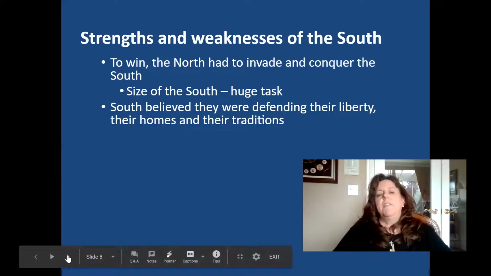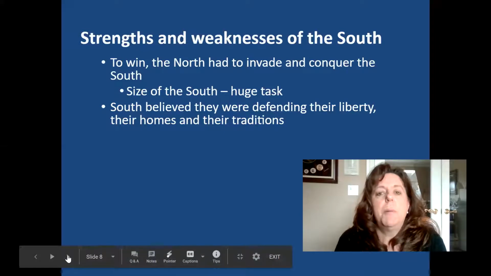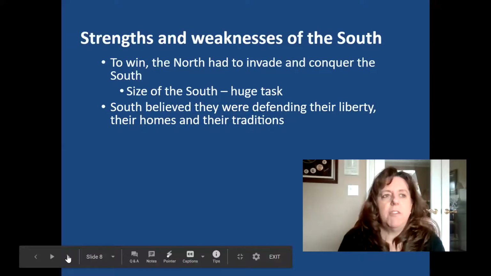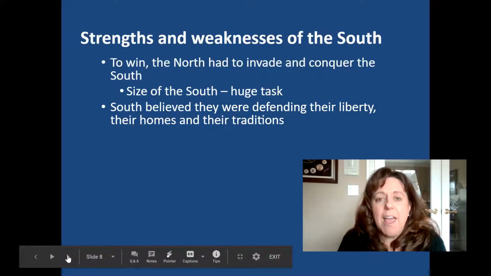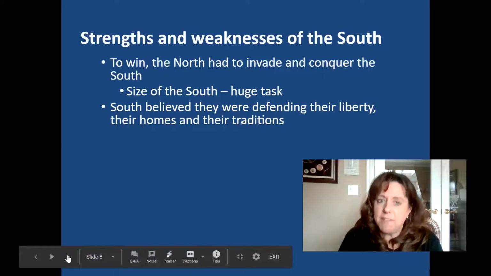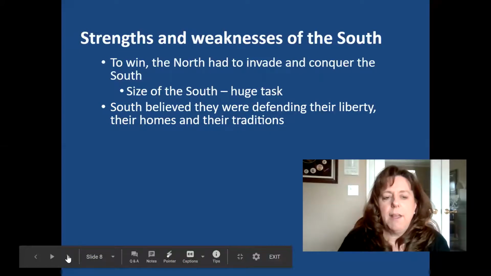Another thing that was a strength of the South is that the South had this belief that they were defending liberty. They were defending their homes, they were defending their traditions, they were defending their states' rights to decide what they wanted to do. Now, the main issue, of course, was what they were going to do with the issue of slavery, but they believed that they had the right to make that decision for themselves. And so they had this real strong conviction in what they were fighting for.